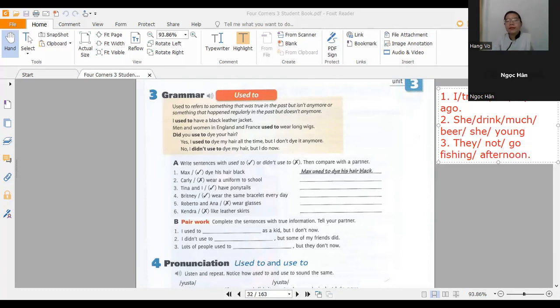Okay, now I'm going to give you around 2 minutes for you to write these sentences again, and after that, you read them for me. Em có khoảng 2 phút để viết lại những câu này ha. Sau đây em đọc cho cô nghe nhé. Okay. Sử dụng used to hoặc didn't used to. Cái chỗ nào có not thì là có didn't used to đó.